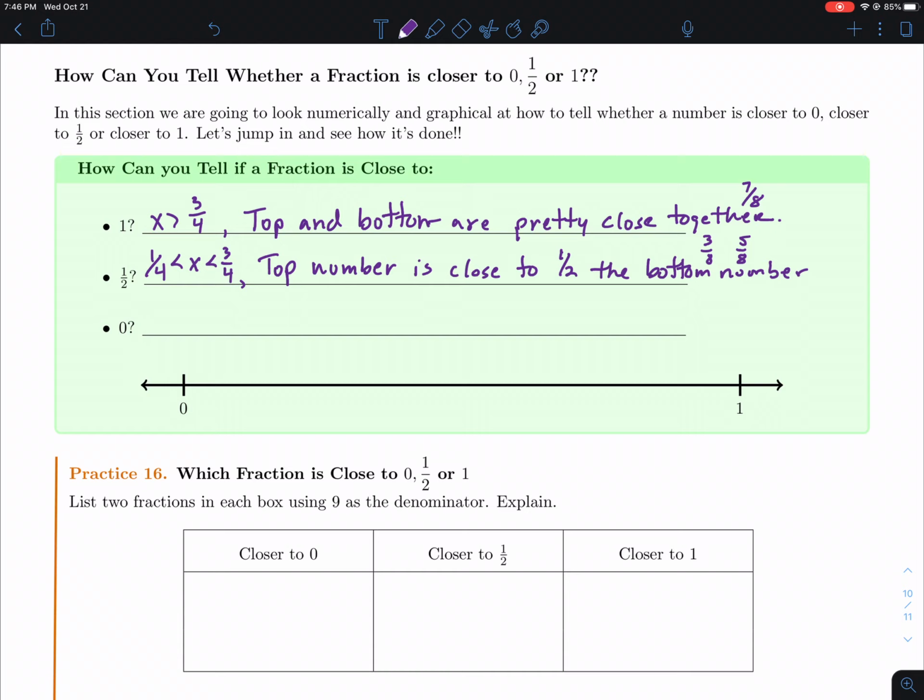All right, and so 0 is just kind of like 3/4, but the opposite, or 1, but the opposite. So in this case, we're looking for numbers that are smaller than 1/2. And what we're looking for here is that the top number is really small. So that's what we're looking at when we're trying to decide whether a fraction is closer to 1/2, 1, or 0 in this case.